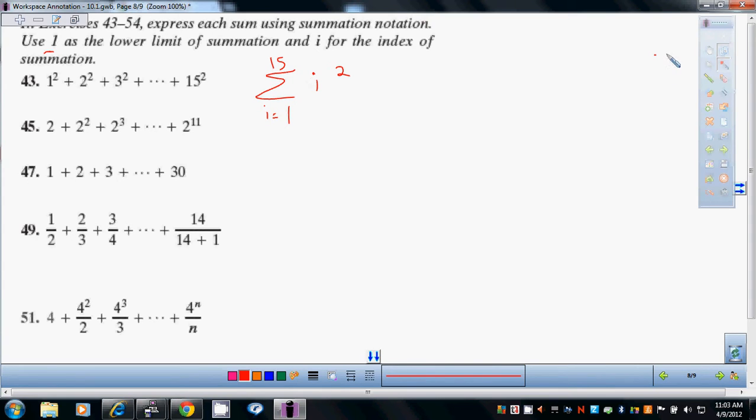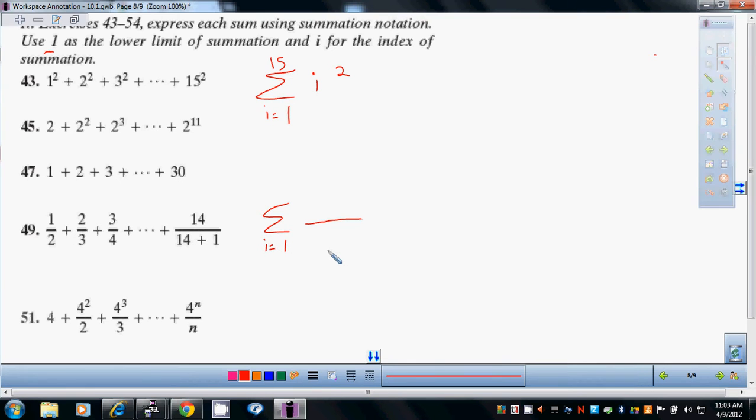Just some of them are a little harder to visualize. So that would be the answer to 43. Yep. And not all of them will be quite this simple. 49, okay. So, we know we're starting with 1. Now, you want to do the numerator or denominator first? I would do the numerator.